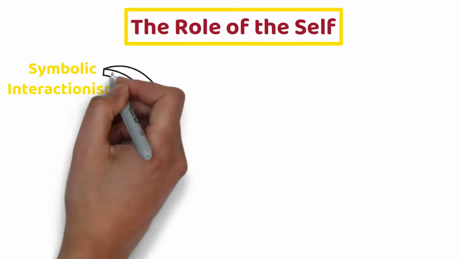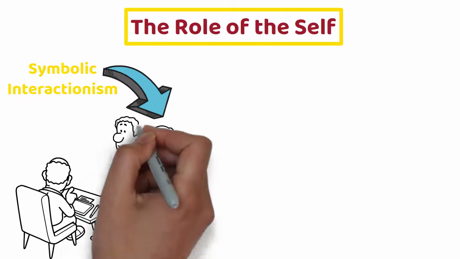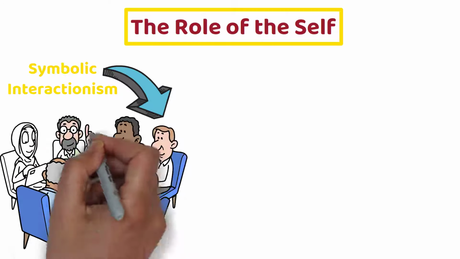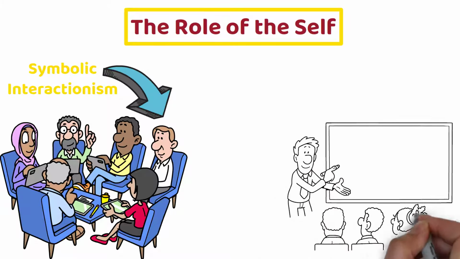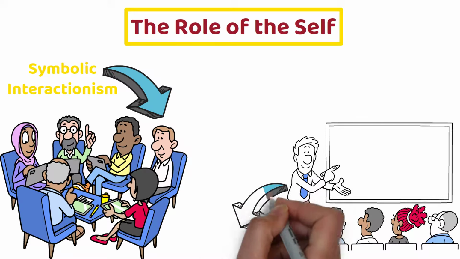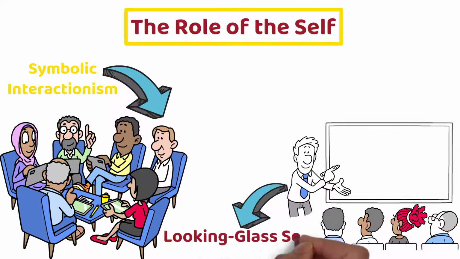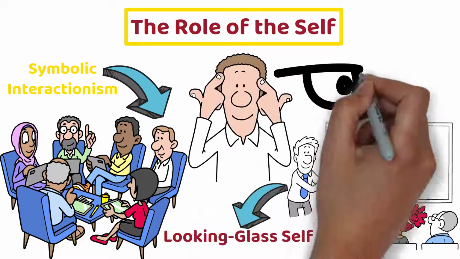4. The role of the self. Symbolic interactionism places a strong emphasis on how individuals develop their self-concept through interaction with others. The self is not seen as a fixed or intrinsic entity, but something that is shaped by how we believe others perceive us. This is sometimes referred to as the looking glass self, where individuals see themselves through the eyes of others.